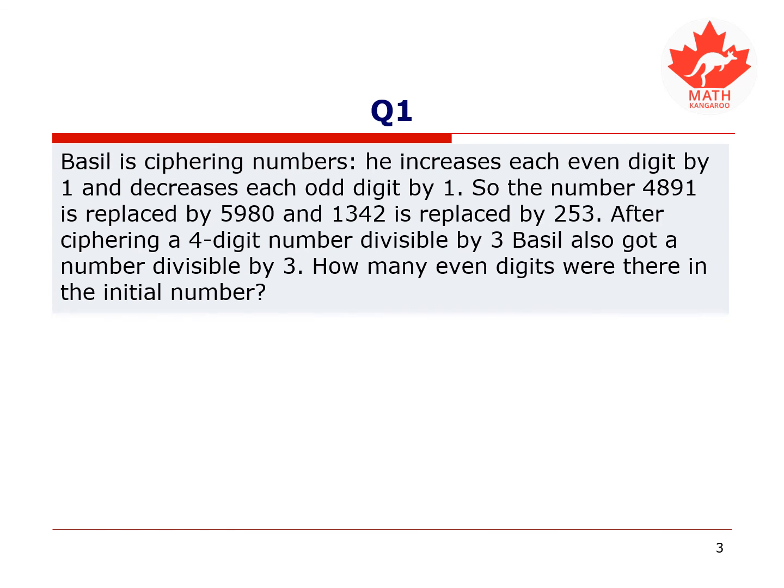After ciphering a 4-digit number that is divisible by 3, Basil also got a number that is divisible by 3. How many even digits do you think there were in the initial number? Take a minute now, pause the video, try this system of Basil's on some numbers that you can come up with. Make sure you get the hang of the problem, and then try and come up with a strategy for how we could solve this. Again, there are a lot of 4-digit numbers. We don't want to be going through all of them.